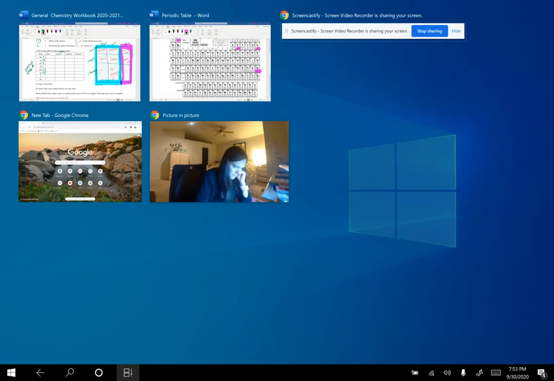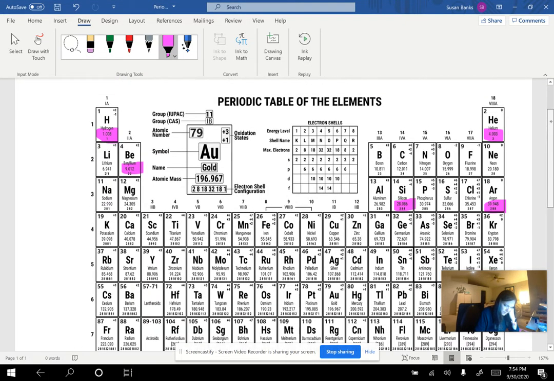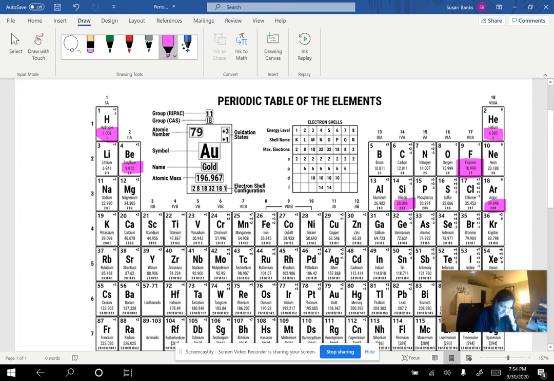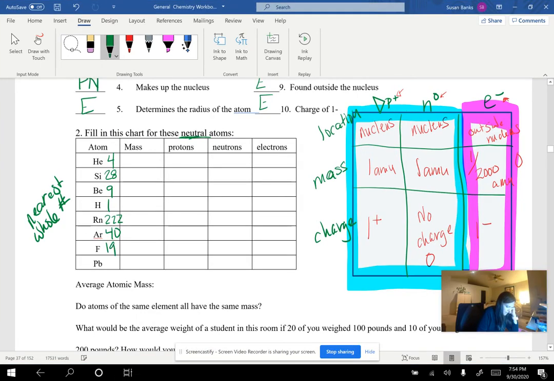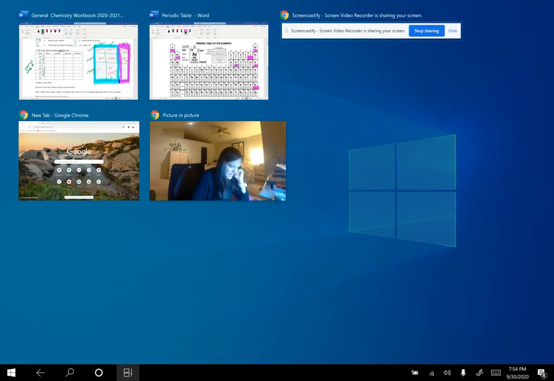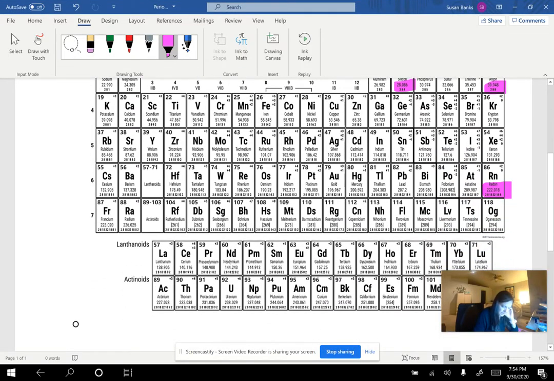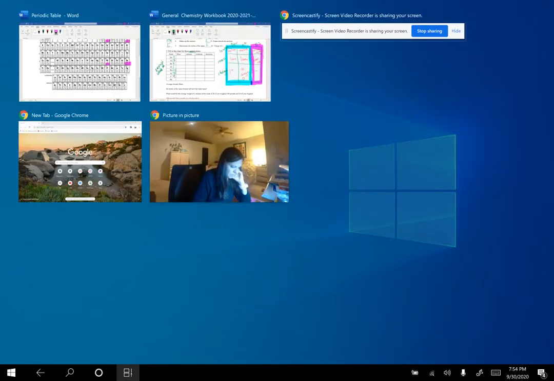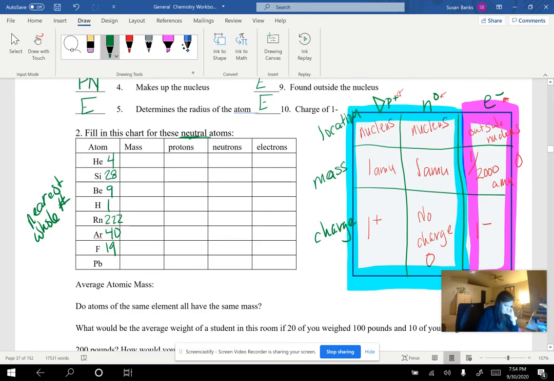Fluorine, our nearest whole mass for fluorine is 18.998. So that whole number is going to round to 19. And lead. Lead's the last mass that we need to grab. So lead is right here. Nearest whole mass is 207. So here we go, 207.